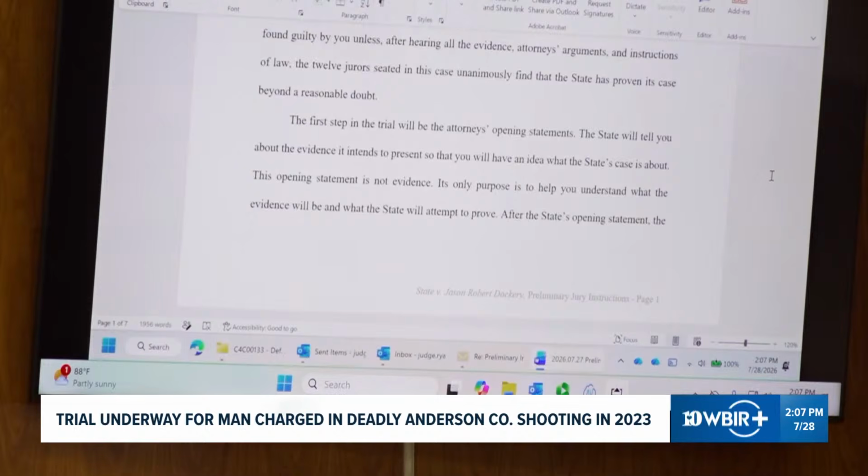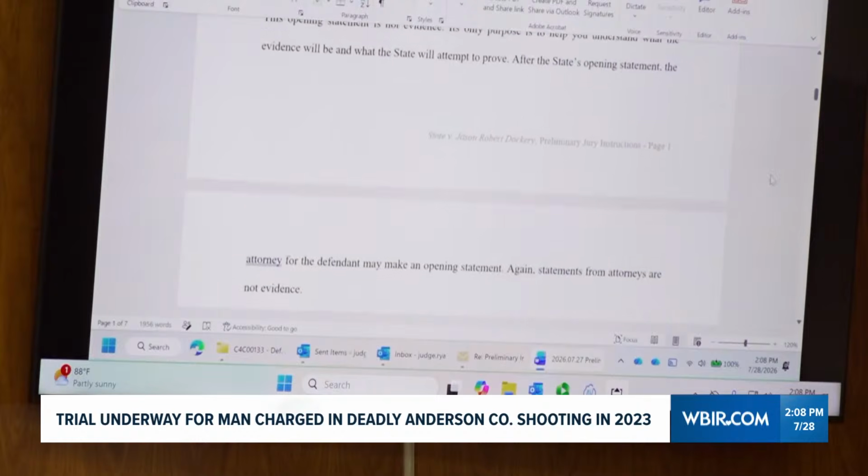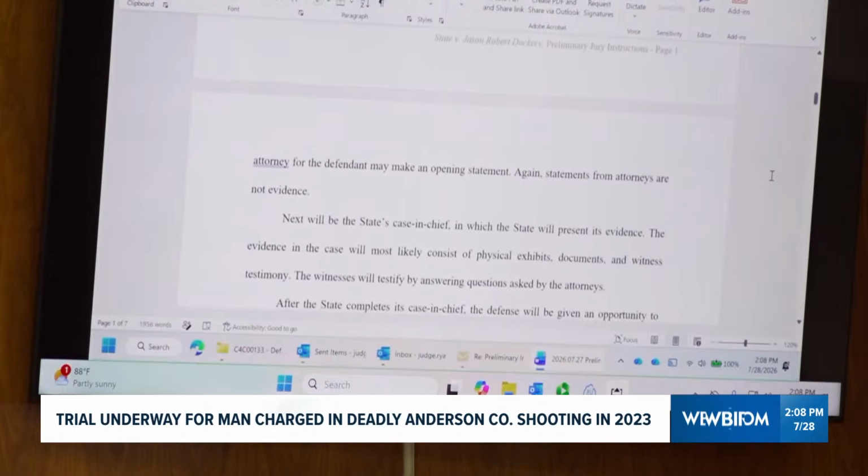The state will tell you about the evidence it intends to present so that you will have an idea of what the state's case is about. This opening statement is not evidence. Its only purpose is to help you understand what the evidence will be and what the state will attempt to prove. After the state's opening statement, the attorney for the defendant may make an opening statement. Again, statements from attorneys are not evidence.